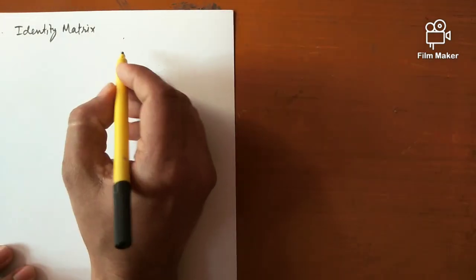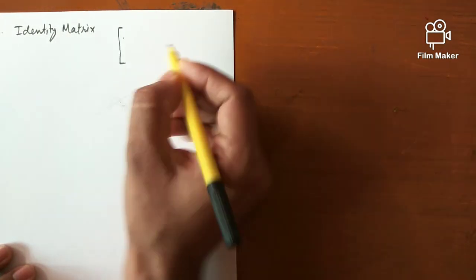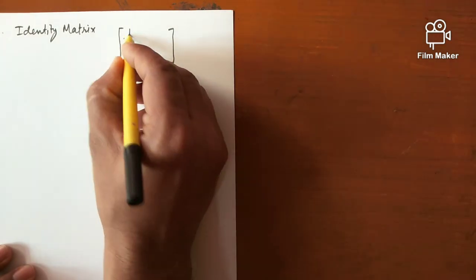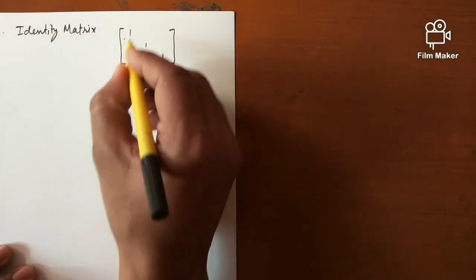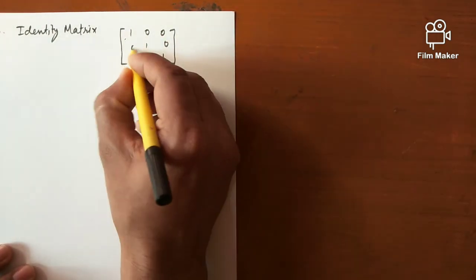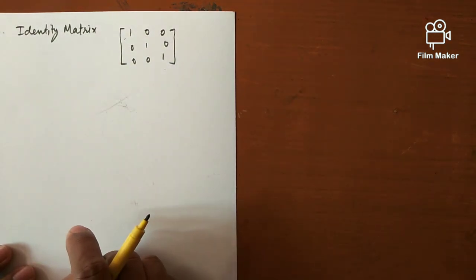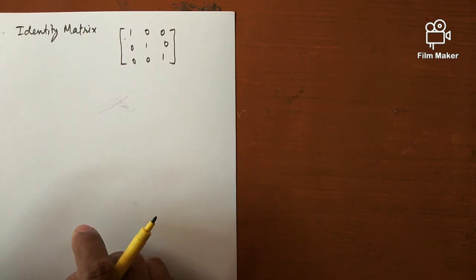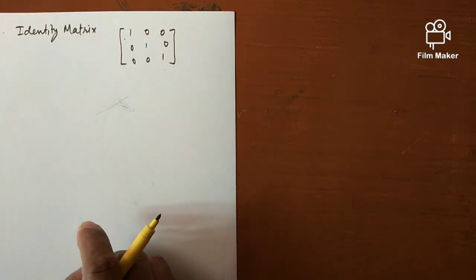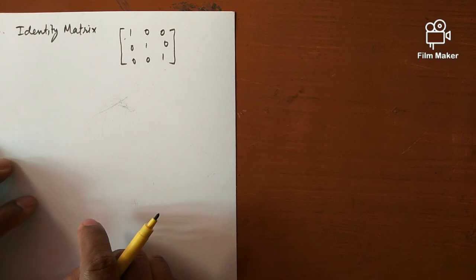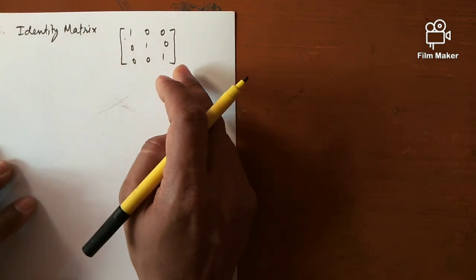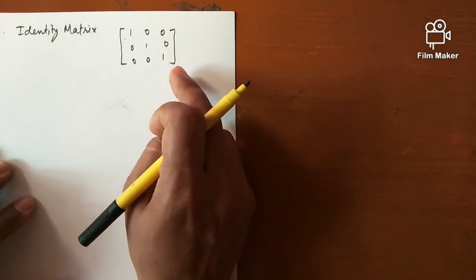In an identity matrix, we have diagonal elements 1 only, and the rest of the elements are 0. So far we have seen three matrices. First is the scalar matrix, second is the diagonal matrix, and third is the identity matrix. You must have understood the differences in these three.